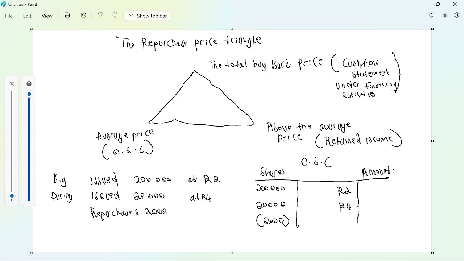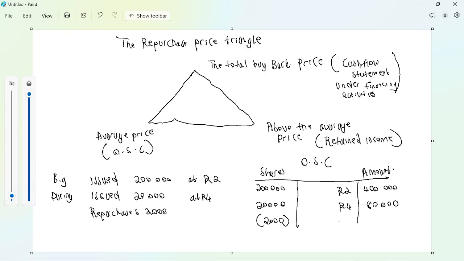Meaning, remember, when we are at ordinary share capital we have to look for the average price. Now how do you get your average price? You have to look for the amount here, right? So you're going to say 200,000 multiplied by 2 rand, which is 400,000. And then 20,000 multiplied by 4 rand, which is 80,000. Now how do you get your average price?